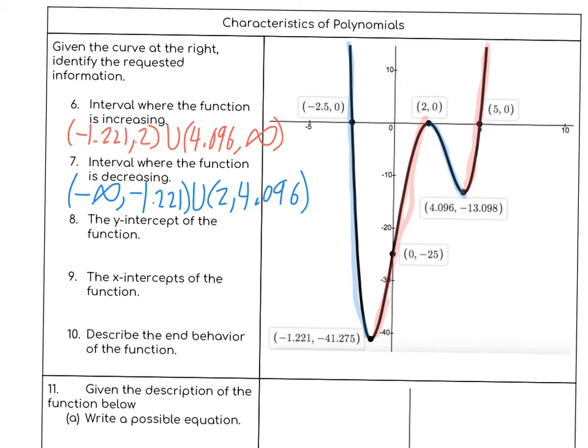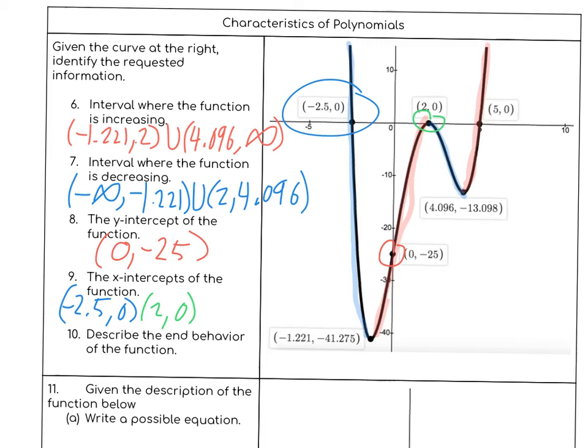All right, y-intercept, that's at 0, negative 25. My x-intercepts, negative 2.5, 0. We're going to have another one at 2, 0, and then a third one at 5, 0.